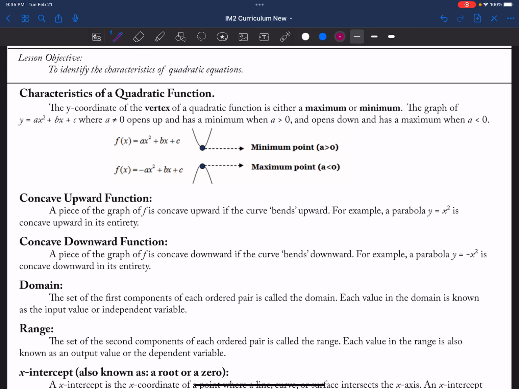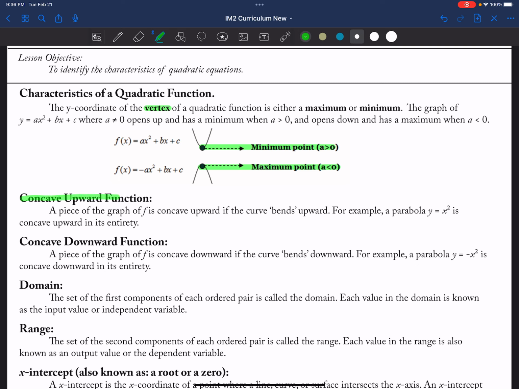Okay, so let's go ahead and take a look at this lesson. This lesson is characteristics of a quadratic function. If you have a vertex, you have a minimum value if a is greater than 0, and you have a maximum if a is less than 0.